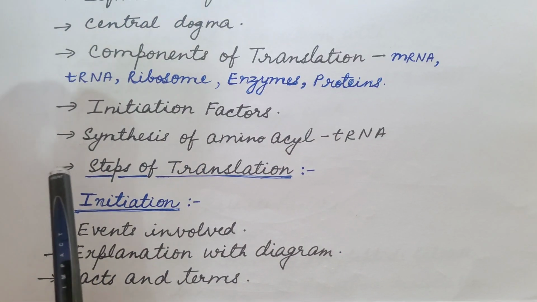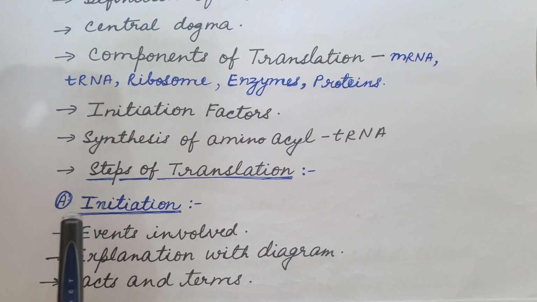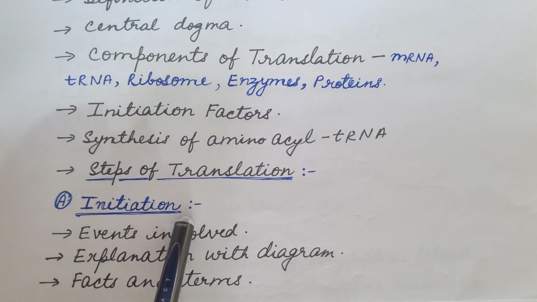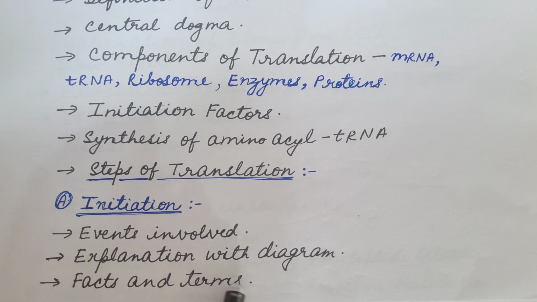We will discuss all the three steps of translation: initiation, elongation and termination. Under initiation, we will see the events involved. Then we will see its explanation with the help of a diagram. We will also discuss certain facts and terms.